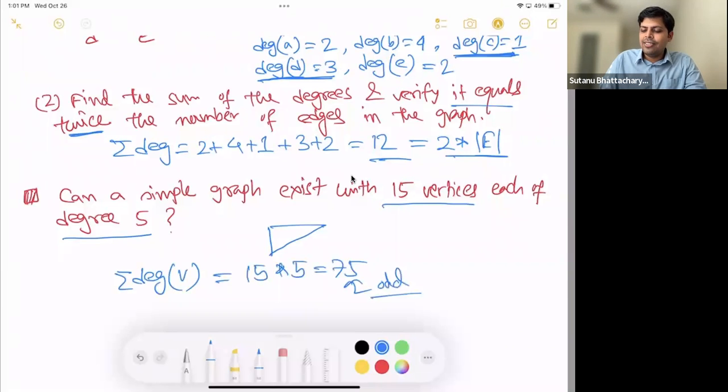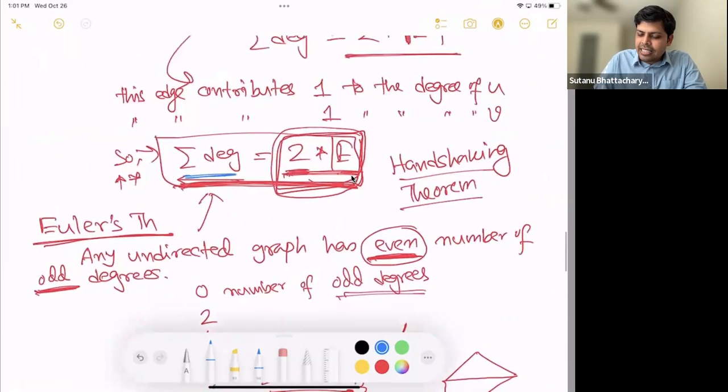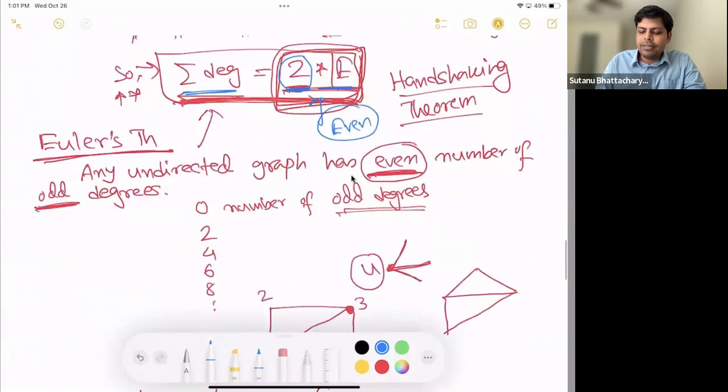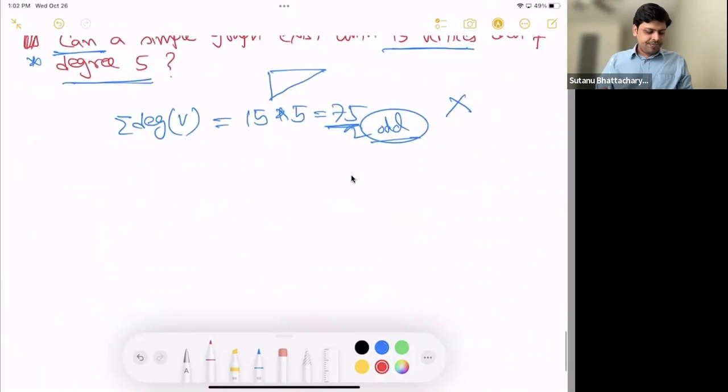Yes, you are right. So it's not possible, because we have understood from this relation that the sum of degrees is 2 multiplied by the number of edges, so it is always an even term. It cannot be an odd term. Here in this case, we have got an odd term, so it's not possible. We cannot have a simple graph with 15 vertices, each of degree 5. This is very important for your final exam.